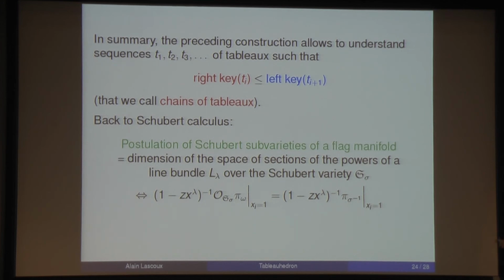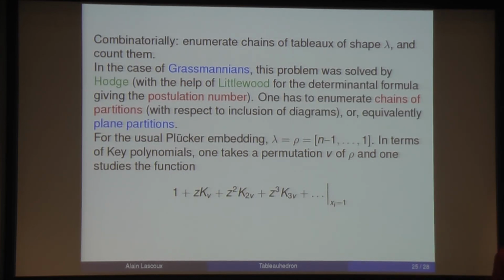Okay, and we needed to put a z because we specialize a variable to 1. And so what is a combinatorial problem? It's equivalent. It's just counting chains of tableaus. I call a chain of tableaus a sequence of tableaus such that the right key of the first one is less or equal to the left key of the other. So this is a decoding of the problem in terms of tableaus.